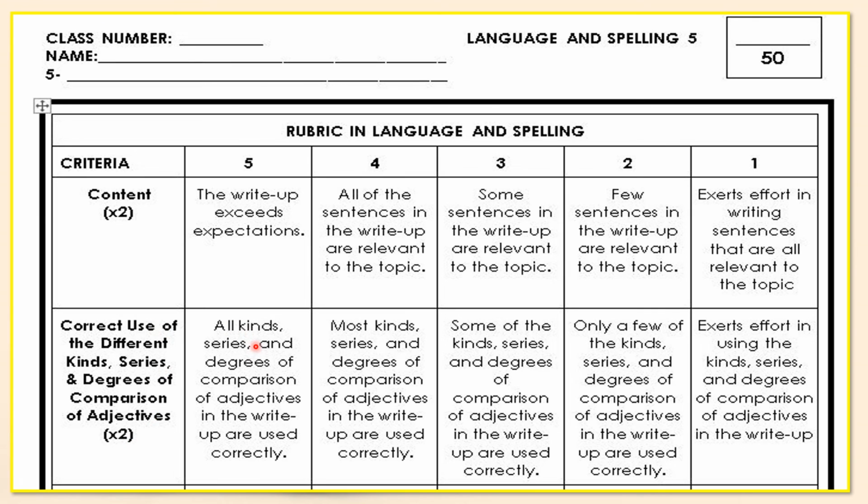You should be able to use now the different kinds of adjectives, at least 4 to 5 series of adjectives. The 3 degrees of comparison of adjectives are there also. You have an example for each degree. Then you will be given 10 for this part.